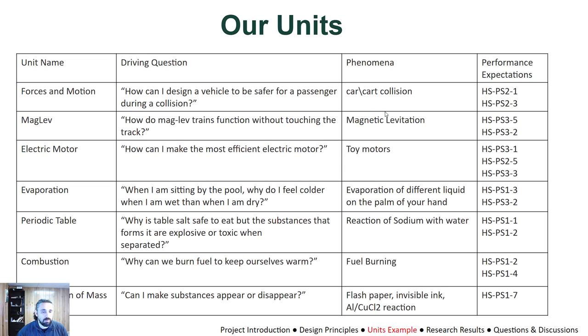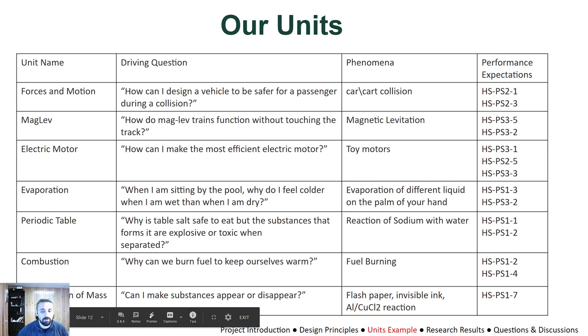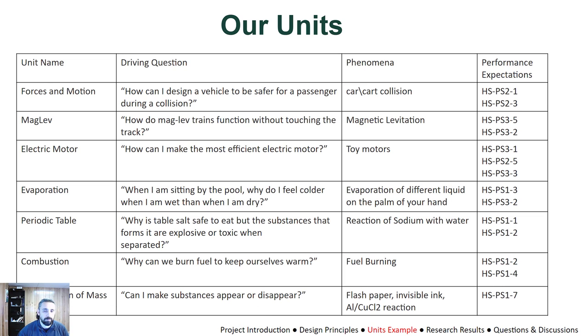The phenomenon the students focus on is car or cart collision, and the PEs covered are denoted here in the last column. So for every unit, we have a driving question, an anchoring phenomenon, and the associated PEs. You will notice that in some units we cover more PEs than others. That's because not every PE is created equal. Some PEs have a wider scope than others. For example, the conservation of mass is its own unique PE. Therefore, there's only one performance expectation there.